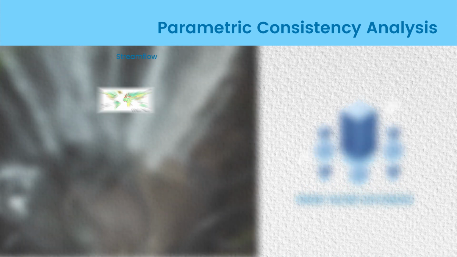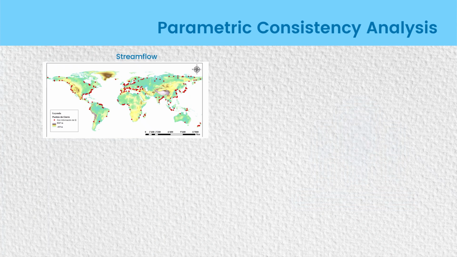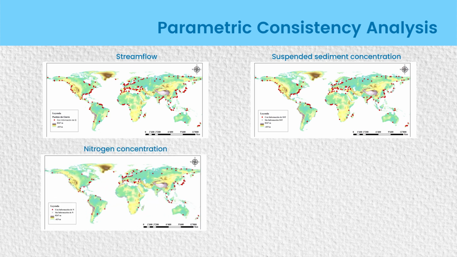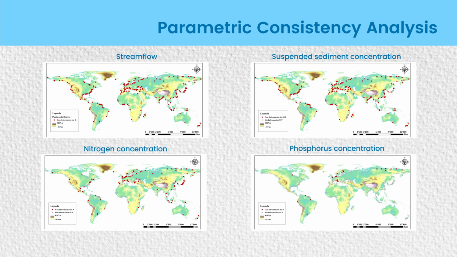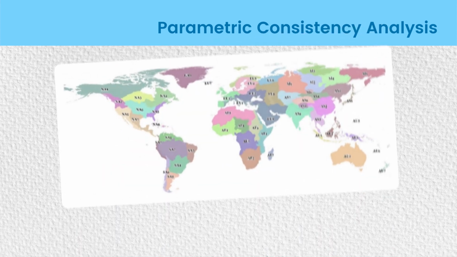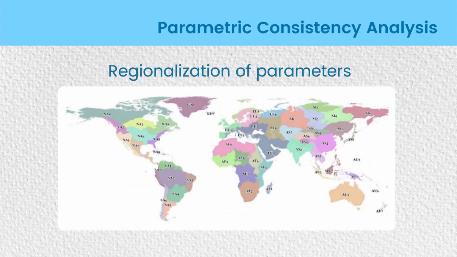In total, 244 points were filtered for flow, 205 points for suspended sediment concentration, 111 for nitrogen concentration, and 26 for phosphorus concentrations. For a practical working purpose for the analysis, HydroSHEDS Level 2 was used in Waterproof for the identification of global macroareas, as presented in the figure. In total, 56 macroareas of HydroSHEDS Level 2 were identified on the planet.